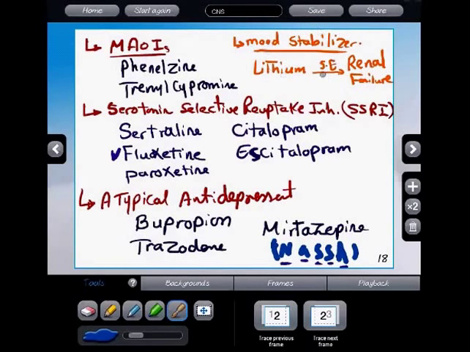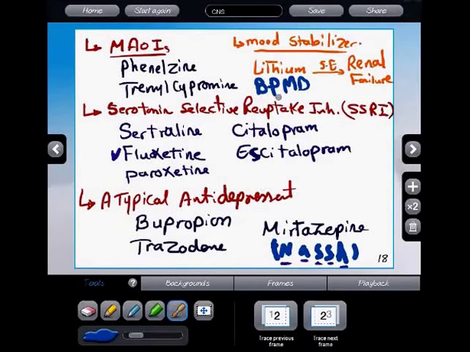Let's talk about mood stabilizers, one of the most important, which is lithium. Lithium is a mood stabilizer. Lithium is used for major depression and in the case of bipolar manic depression. Why? Because it is a mood stabilizer that can adjust the mood, not manic, not depression.